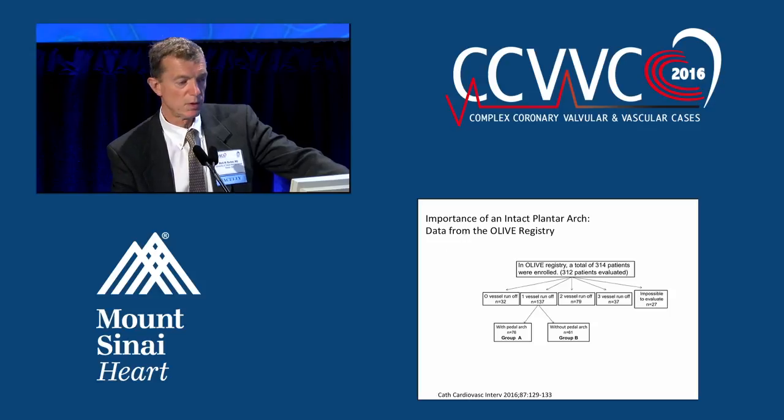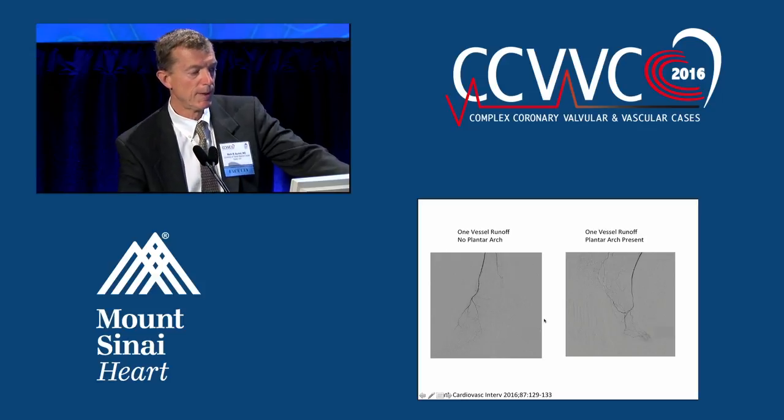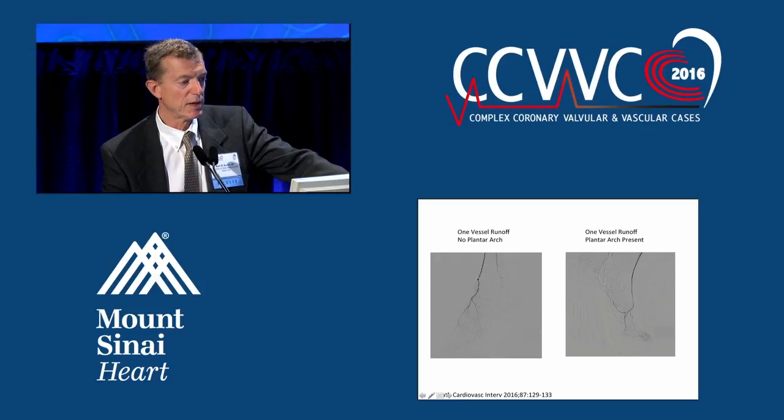If you look here, you can see that they started out with a total of 314 patients, and they assessed just the ones with one vessel runoff, breaking them down into those who had an intact pedal arch and those who did not have an intact pedal arch. So an example, on the left, is a patient who has inline flow to the foot, but you really don't see any flow on the plantar surface. Another patient, one vessel runoff to the foot, but here you can see that there is a plantar arch.